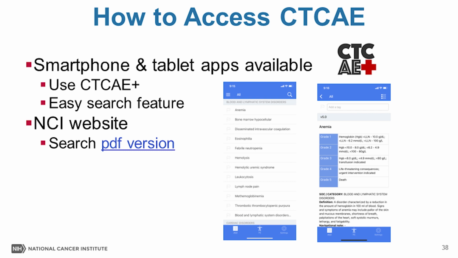So for those of you that do utilize CTCAE, it is available on a smartphone or tablet. It has a great easy search feature. This is just snapshots from the app from my phone. This pulls up the system organ class of blood and lymphatic system disorders. And when I went and plugged in anemia, you can see the same grading scale with the definition here that I noted in a few slides previously. There's also a PDF version on NCI's website, and you can search using the PDF search feature.